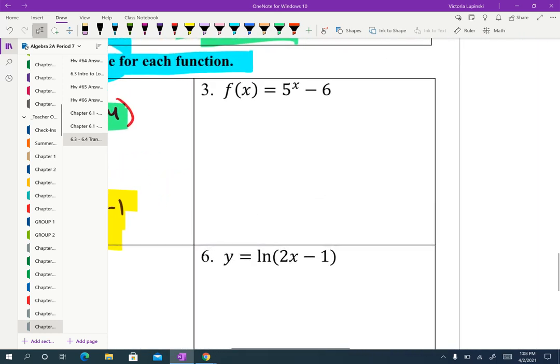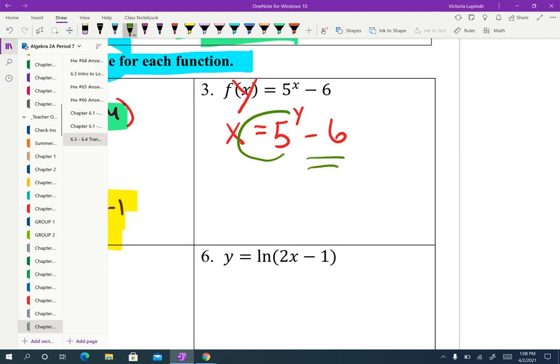A couple more. So here in number 3, there is an f of x, so I'm going to start by changing that to a y equals. Then I'm going to swap the x and y, so x equals 5 to the y minus 6. And then here's the first time that we're seeing this today. If you were to try to do the loop, you would start at the 5, loop to the other side, and then come back. That would mean that the minus 6 would be left out of the loop, and that is not okay. You can only do the loop once everybody is included.